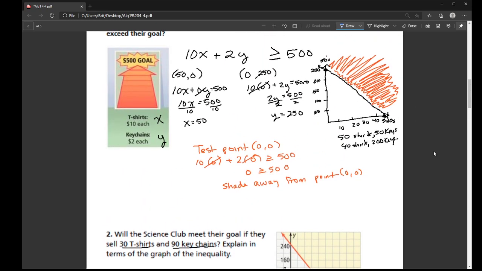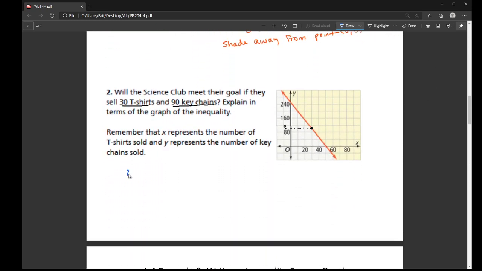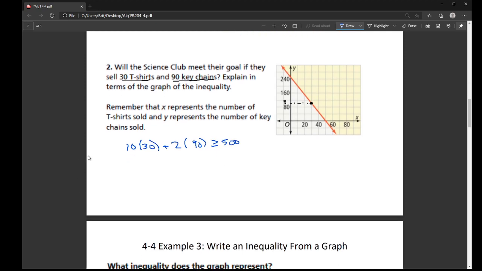So remember, we have 10x plus 2y. So 10 times 30 plus 2 times 90 is greater than or equal to that 500. So I'm going back to this just to see if that point's actually on the line or not. So 10 times 30 is 300. And 2 times 90 is 180. So 300 plus 180, that's 480. So here I have a false inequality. So no.